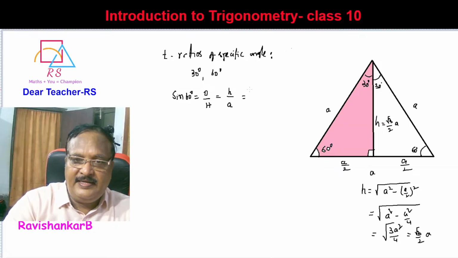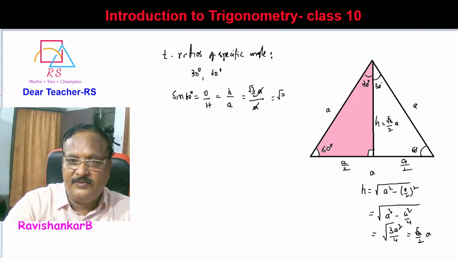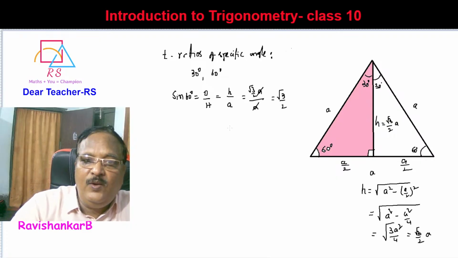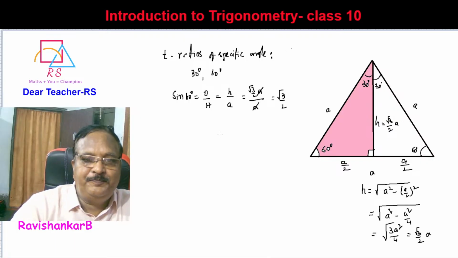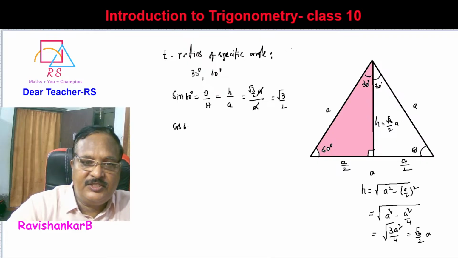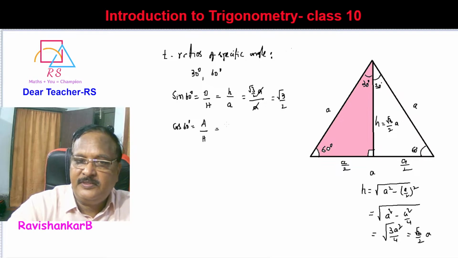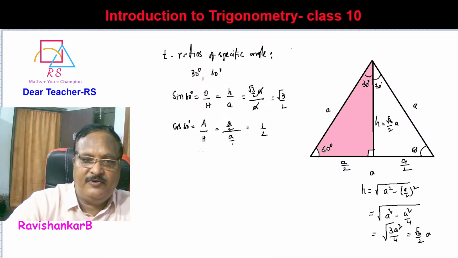Now if I write that in the place of h, root 3 by 2a by a, the a will get cancelled, and it is equal to root 3 by 2. This is the value of sine 60. Similarly you can have cos 60 also. Cos 60 is adjacent side by hypotenuse. Adjacent side is a upon 2 by a. So a will get cancelled, and you will get half.